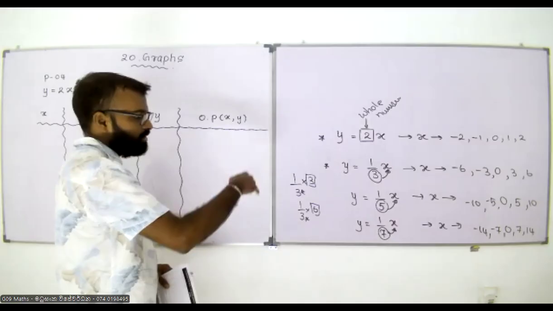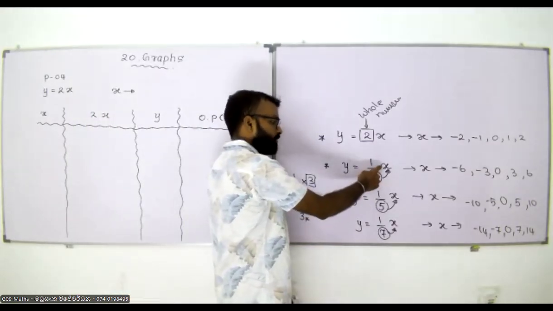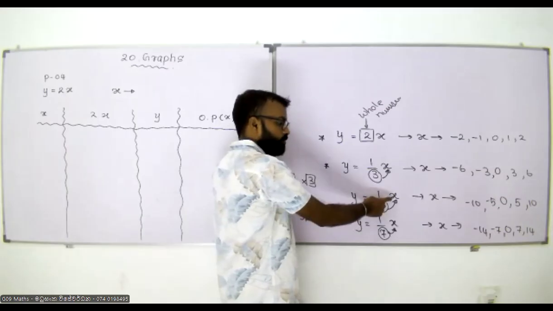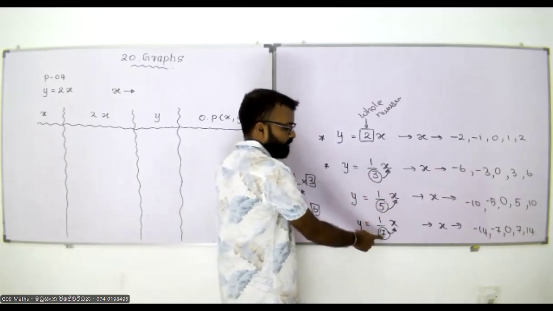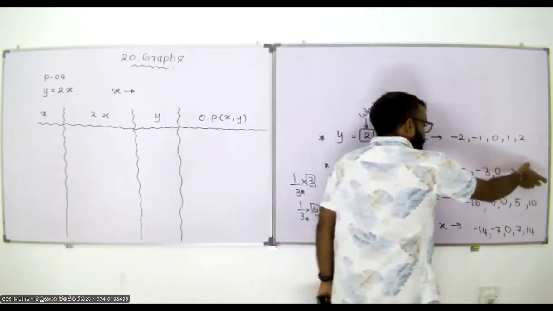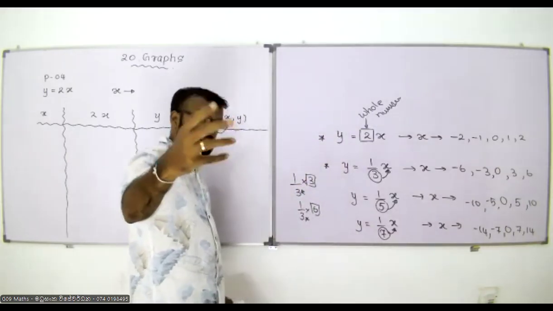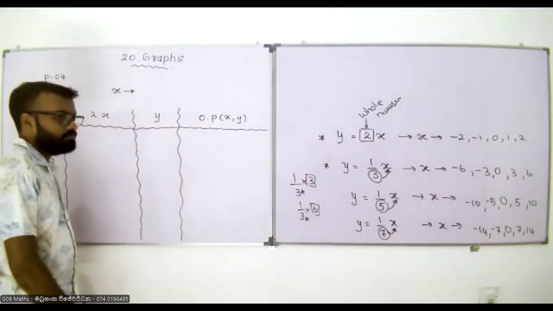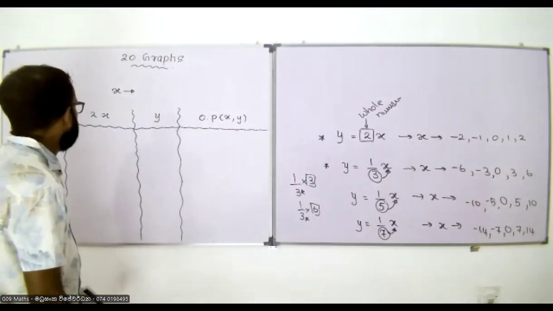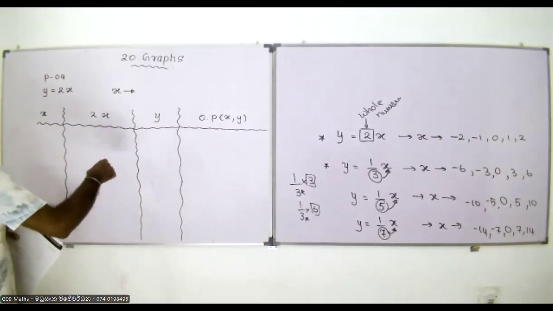Keep this in your mind: if the denominator is 3, choose multiples of 3. If the denominator is 5, choose multiples of 5. If the denominator is 7, choose multiples of 7. By using this value range, you will be able to draw your graph easily. I hope you know how to fill this table.